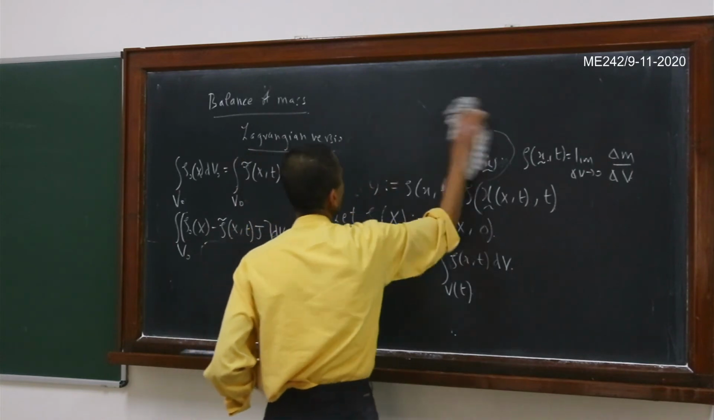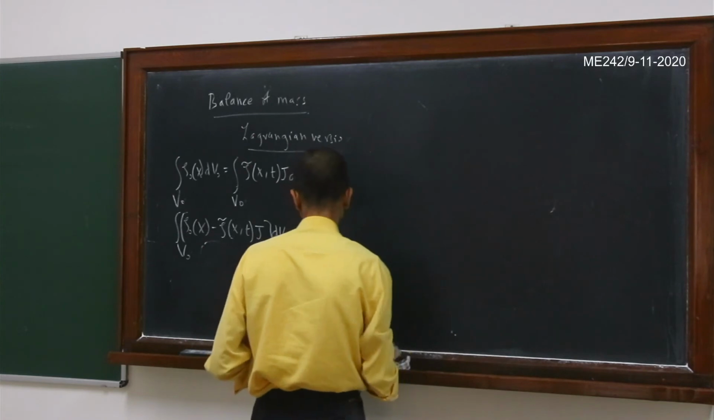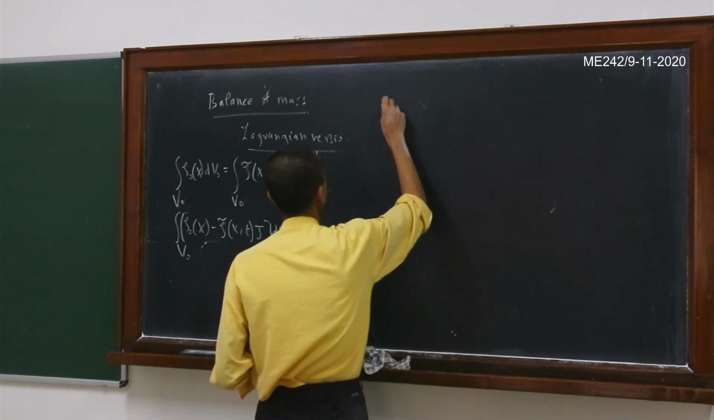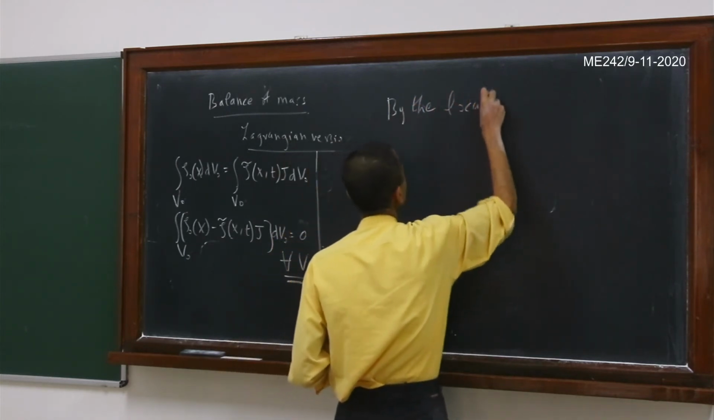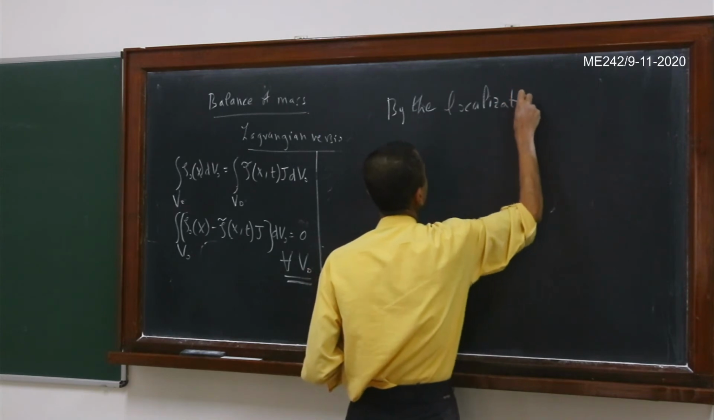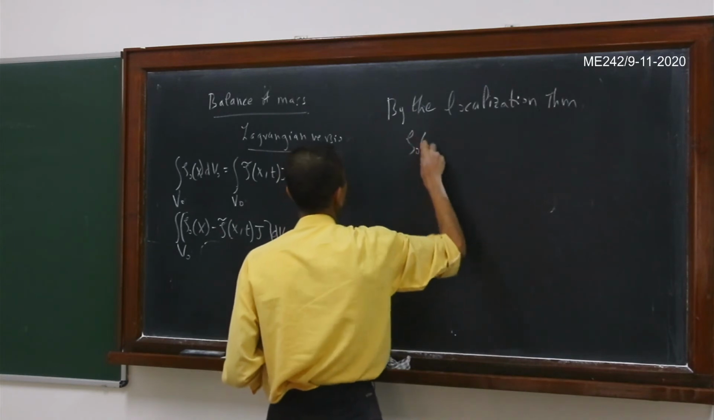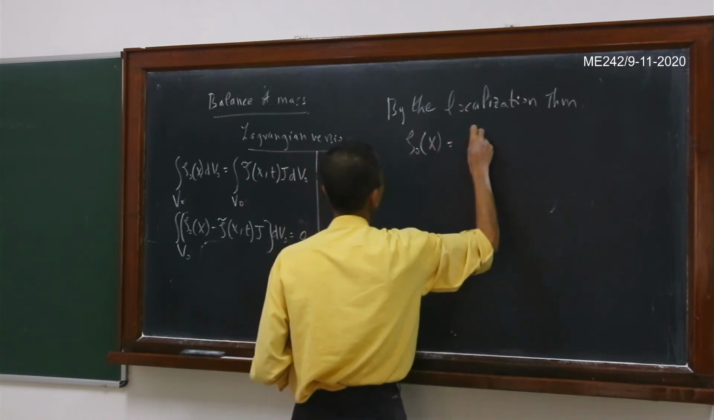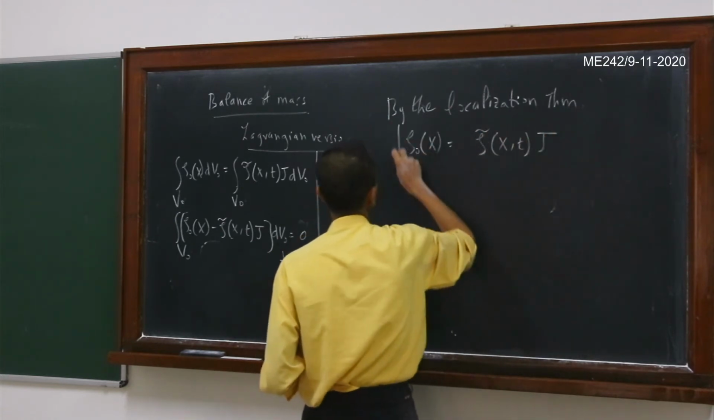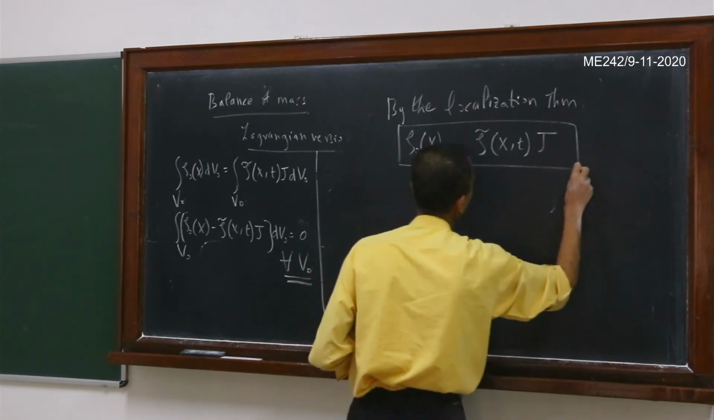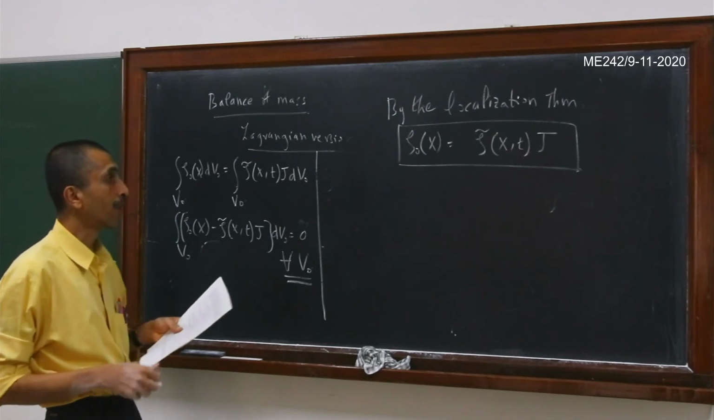Okay, so let us now write that. The Lagrangian statement of mass conservation can be written as, by the localization theorem, we will get that rho naught of x is equal to rho tilde of x comma t times J. Okay, so this is the Lagrangian version of the mass conservation equation here. Right? So this will hold for all times.